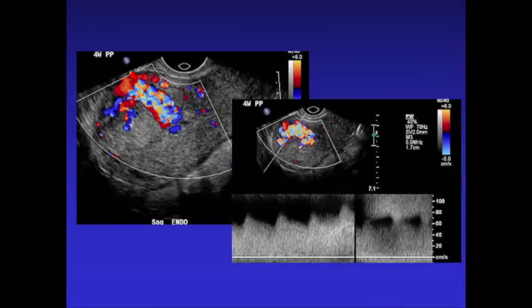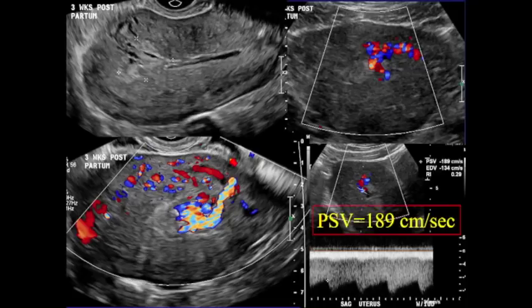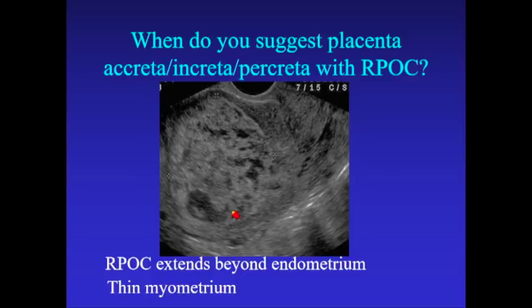Here's another patient. This looks very similar, a great big vessel, and here we've got a peak systolic velocity that's very, very high, greater than 80. In fact, when we look at this particular patient, we've got a peak systolic velocity of 190, which is really huge, but it's only a small vessel here. And so we're able to qualify that, and this was able to be removed hysteroscopically without a problem.